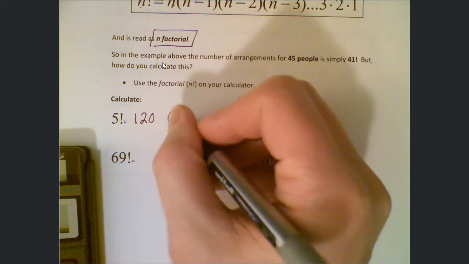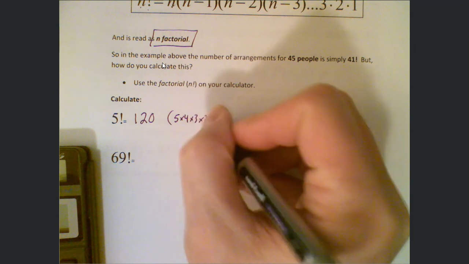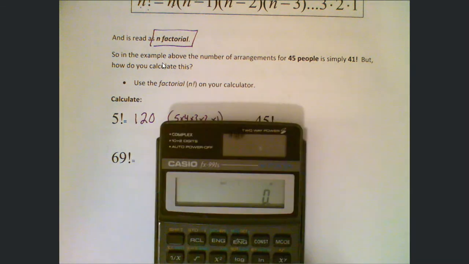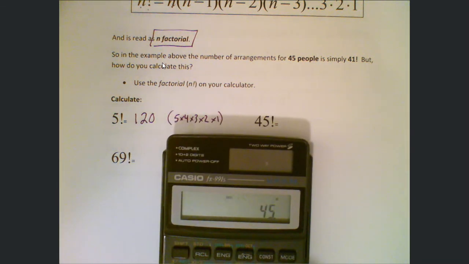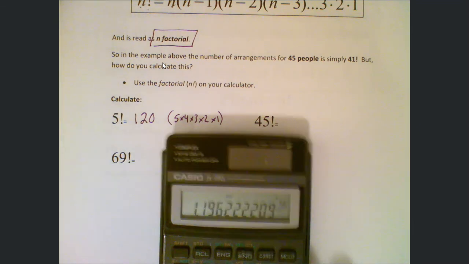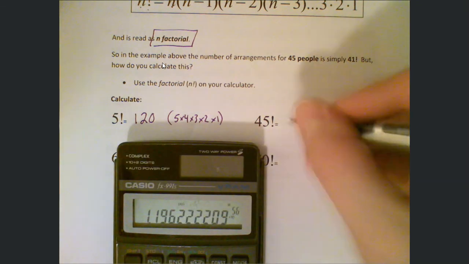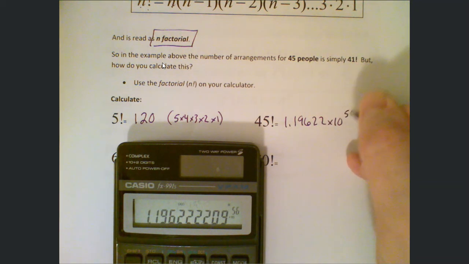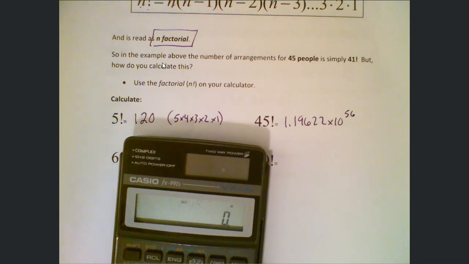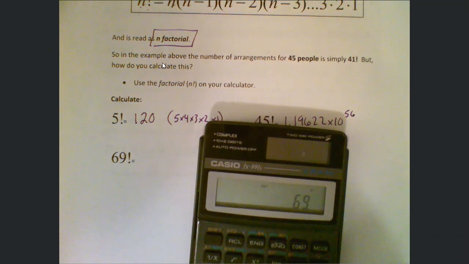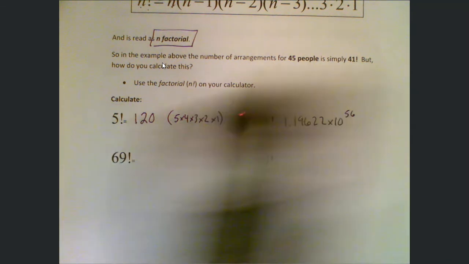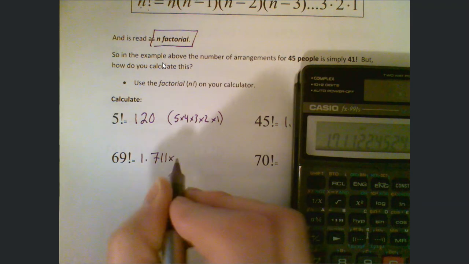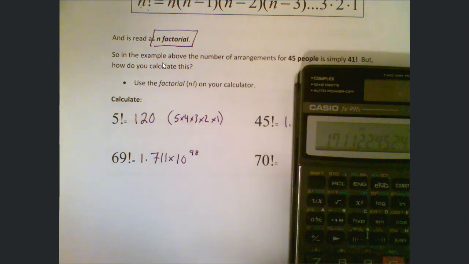And again, that was 5 times 4 times 3 times 2 times 1, like so. 45 factorial is that number I showed up above, 1.19622 times 10 to the 56. Huge number. All right, 69 factorial is 1.711 times 10 to the 98. Huge number.